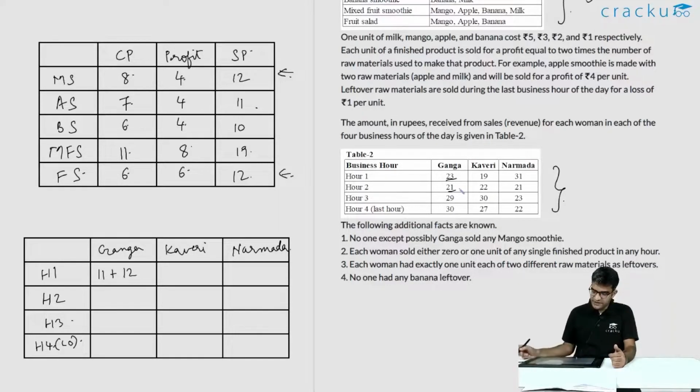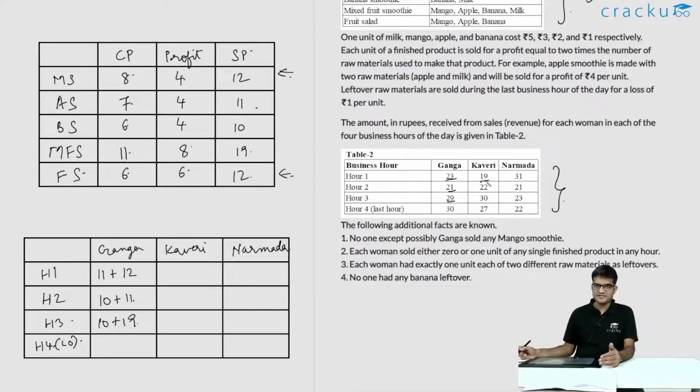R2 is 21, 21 can be expressed in a unique way as 10 plus 11 only. R3 is 29, the only way to express 29 as a sum of two numbers is 10 plus 19. For the leftover, we'll come later. The R4, because it is not very straightforward, we'll come back to it later. First, let us fill the distribution across the first 3 hours.